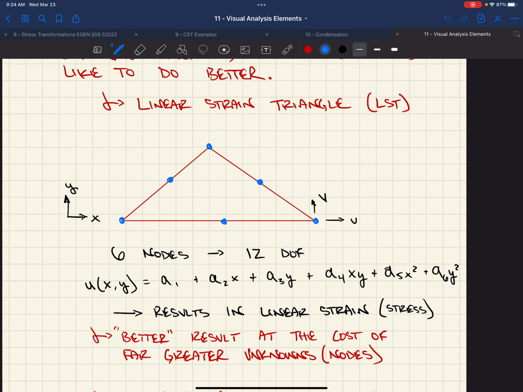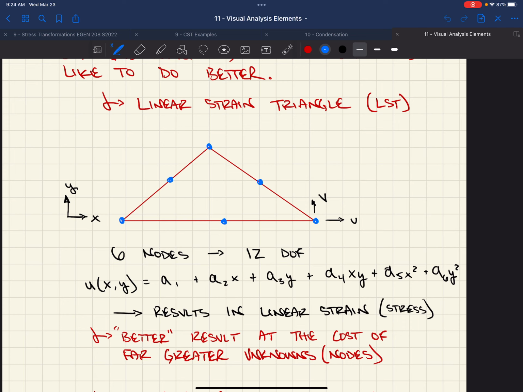So when they devised the linear strain triangle, to go from these three, which is our constant strain triangle, to this whole thing, which is our linear strain triangle, we need to add 3 more degrees of freedom. So we need to add 3 more nodes. So they end up doing this. So it results in a linear strain or stress, and you get better results, right?